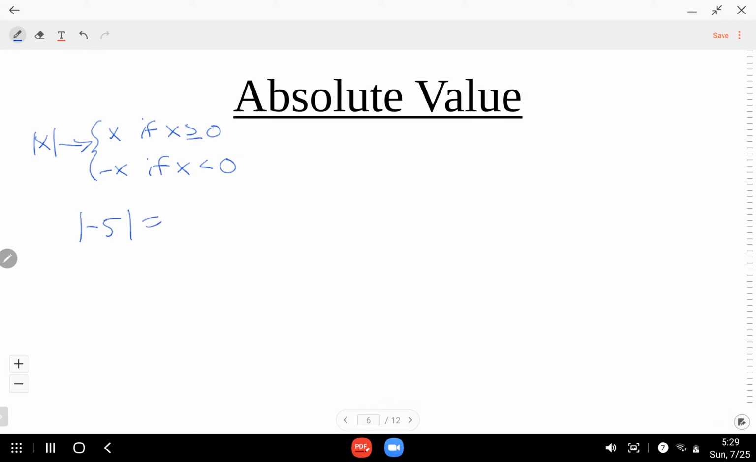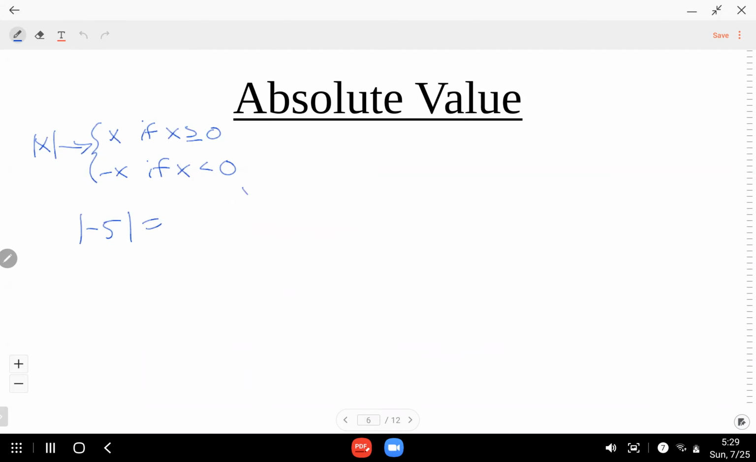And since this absolute value, right? This absolute value, we're going to simplify it. Now you all know that the absolute value of -5 is 5, right? But let's use this formula right here.